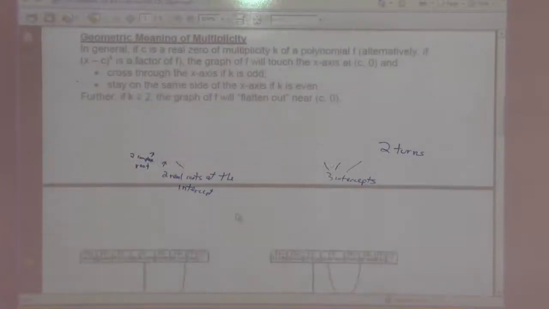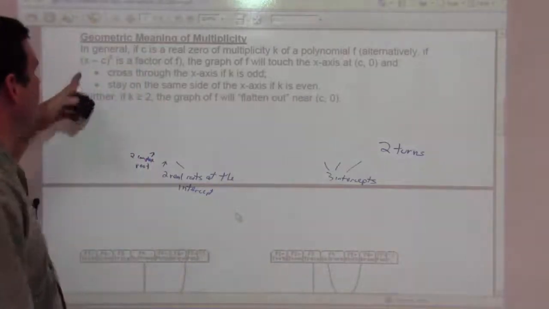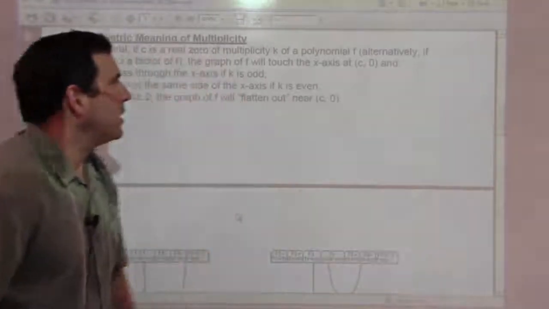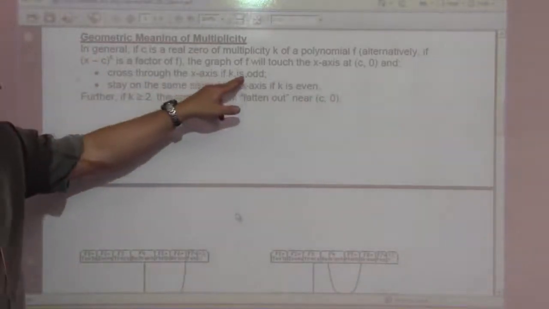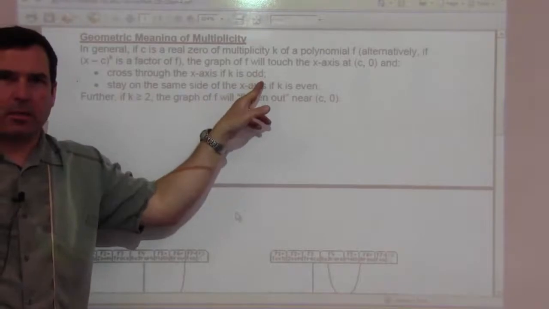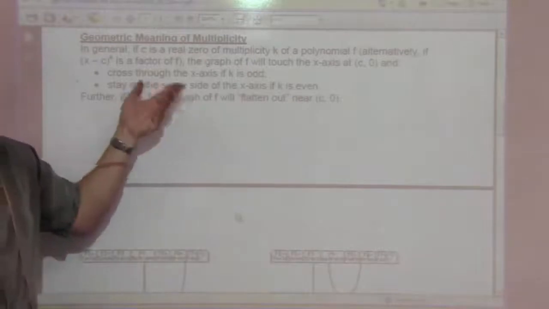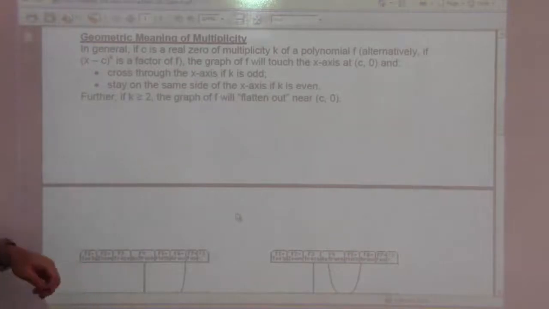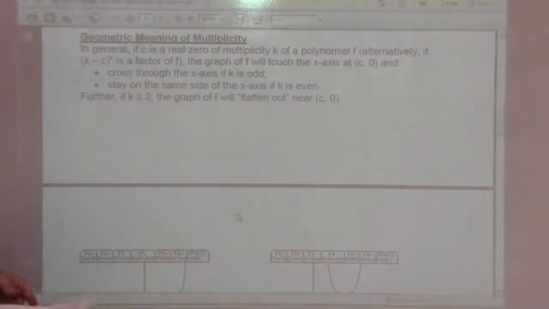Okay, moving on here. Geometric meaning of multiplicity in general. If c is a real zero of multiplicity k of a polynomial f, alternately if x minus c to the k is a factor of f, another way to say that, the graph of f will touch the x-axis at c, 0 and cross if k is odd. So if you have an odd multiplicity, so maybe it's x minus 1 to the third power, it's going to cross. But if it's x minus 1 to the 2 power, it'll touch and go back the same direction. It'll stay on the same side of the x-axis if k is even. Further, if k is greater than or equal to 2, the graph will flatten out near c, 0.